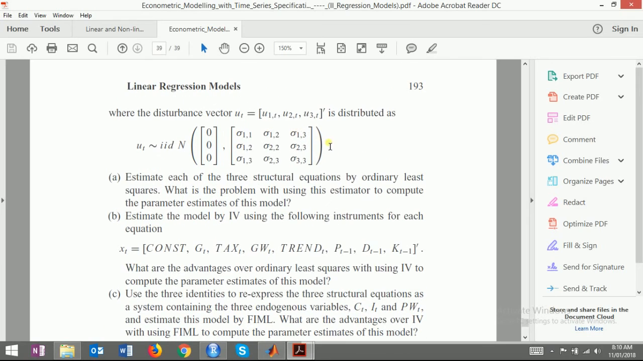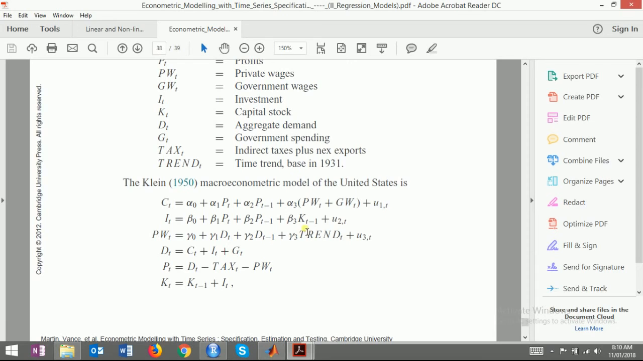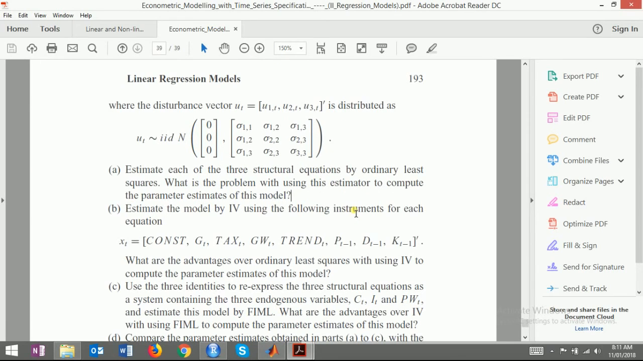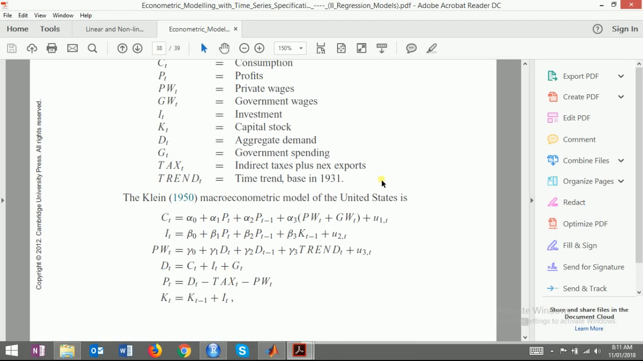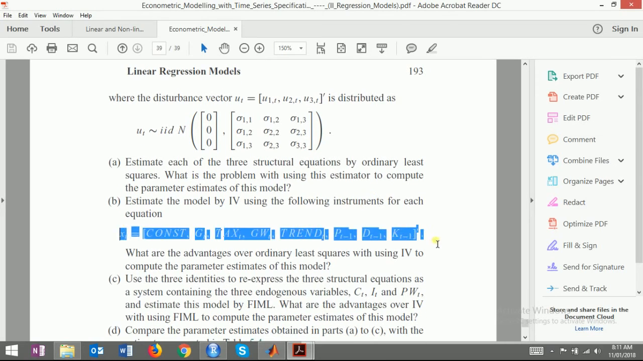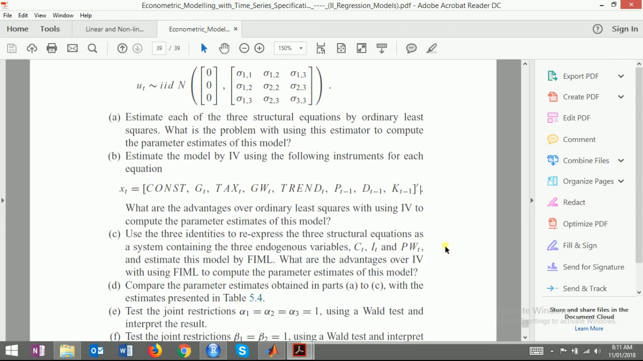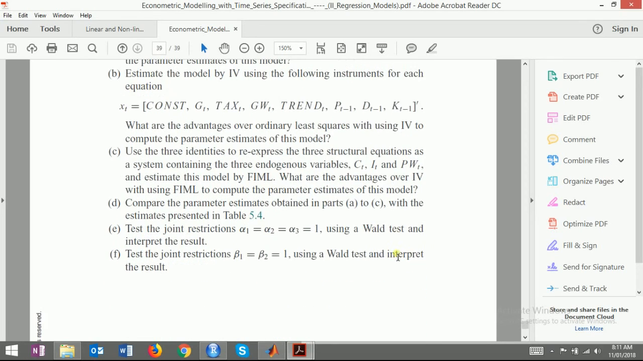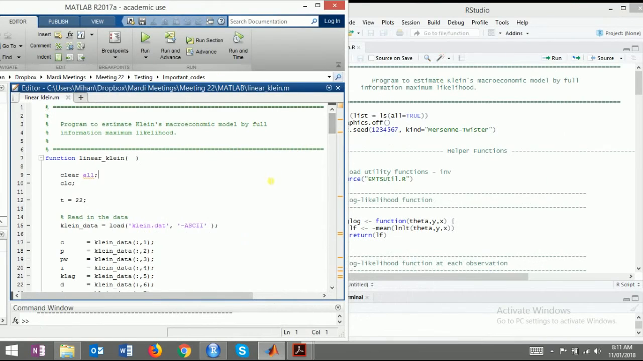Where the disturbance vector is distributed. Estimate each of the three structural equations by OLS. Estimate the model by IV using the following instruments for each equation. Instrumental variable, okay, because they have some commonality, I guess. These are the instruments. So many instruments. Then use the three identities to express the three structural variables, and estimate with FIML with joint restrictions. Let's see how difficult it is.